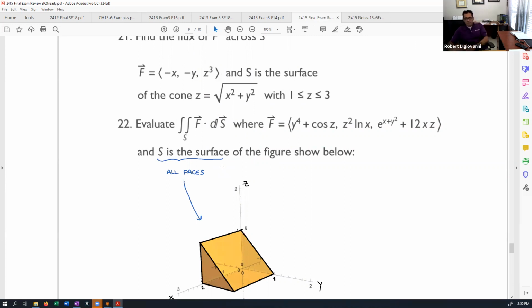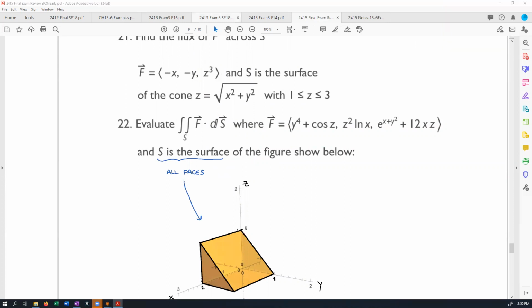Anything else? So what I'm hearing is if we get to divergence theory, expect question 20.